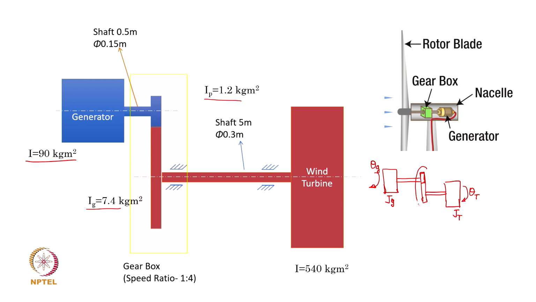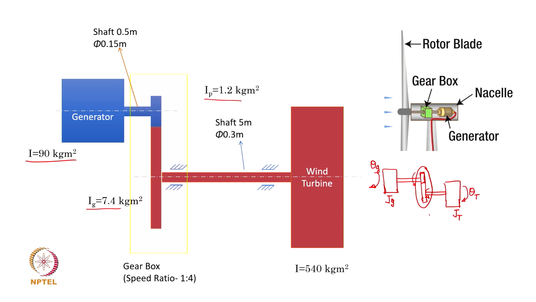The question now is, how do I take care of the gear pair? Now, obviously, you all know that there would be a sudden step change in the angle of twist at this point, and the angle of twist at this point, because of the gear ratio. Okay. The speed of rotation of the generator is going to be 4 times that of the turbine.